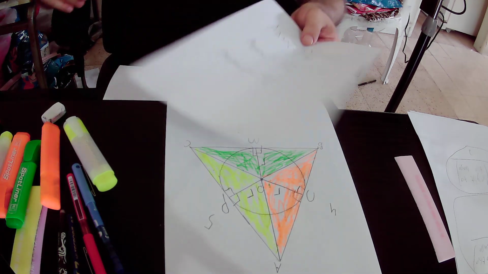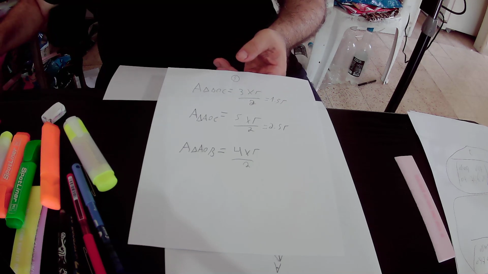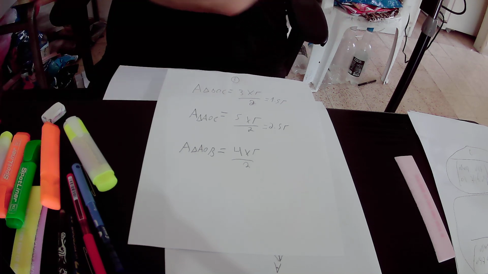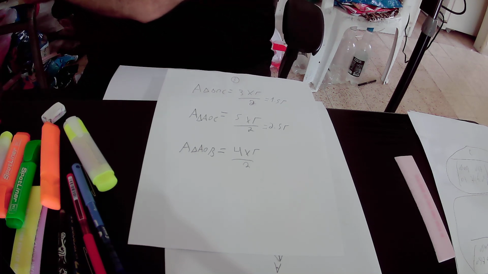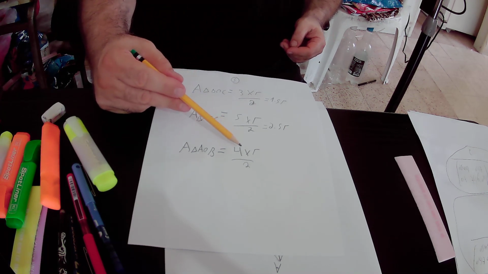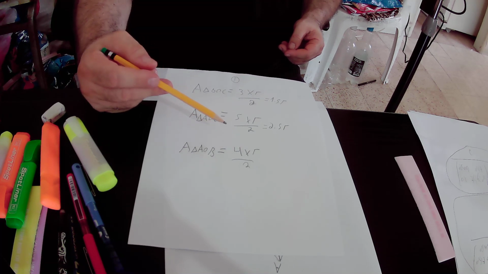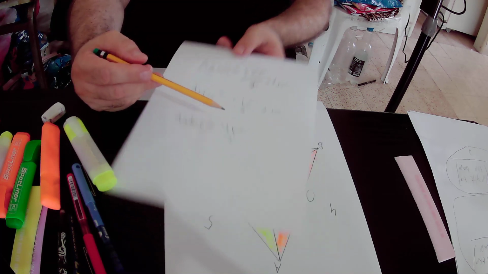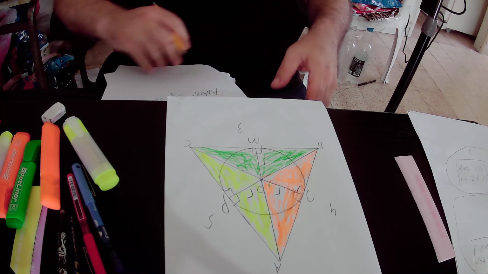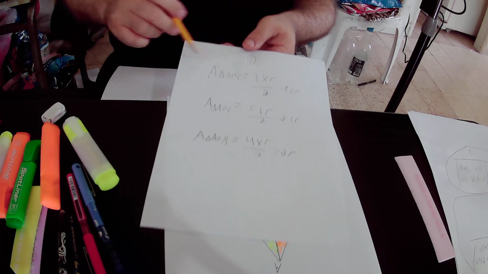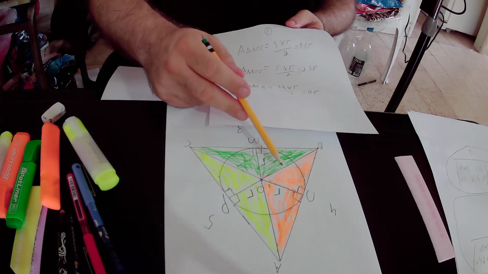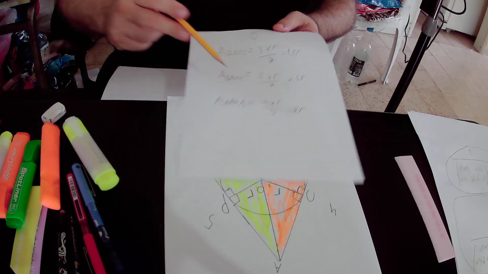So it is 4 times the radius divided by 2. Or the area of the orange triangle equals 4 over 2 times the radius. 4 over 2 is 2, so I will write it down. So in total we got that the area of the orange triangle equals 2 times the radius of the circle.